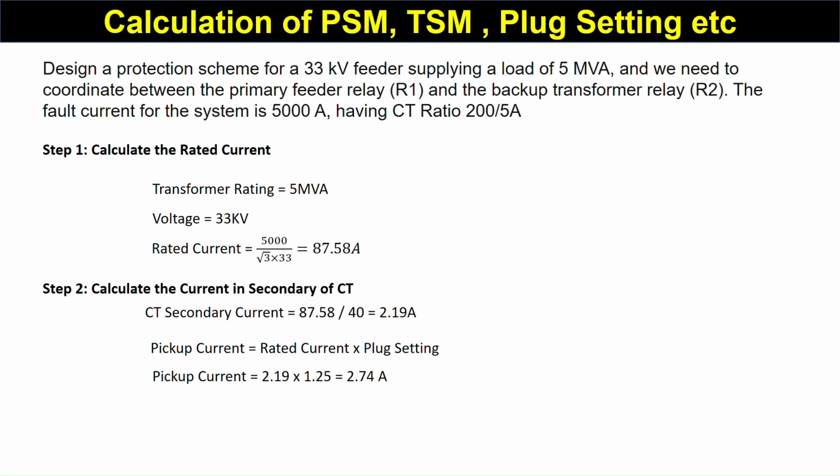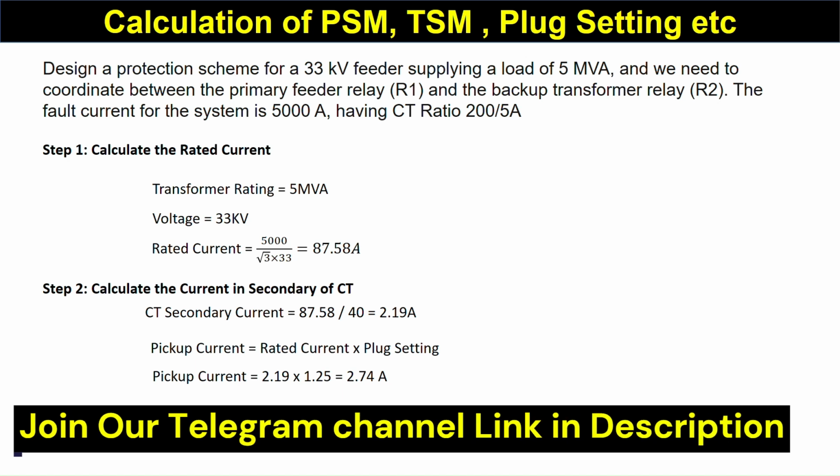Pickup current is equal to rated current. For the plug setting here, the rated current is the CT secondary current. So pickup current is equal to 2.19 into 1.25, it becomes 2.74 amperes.